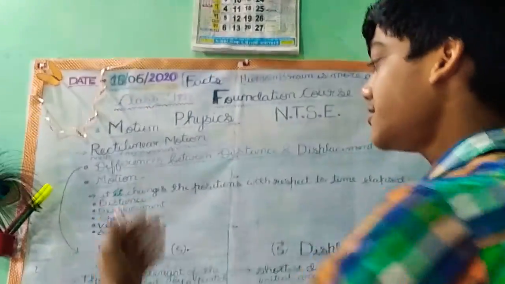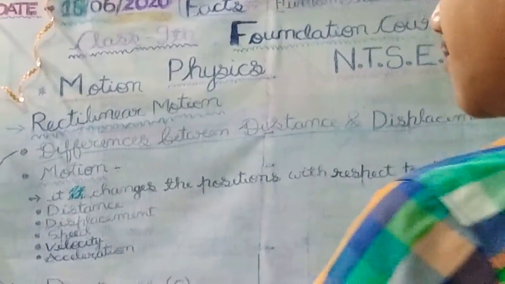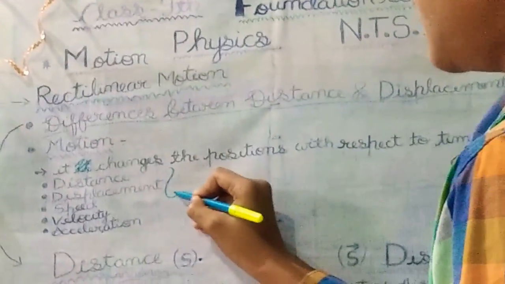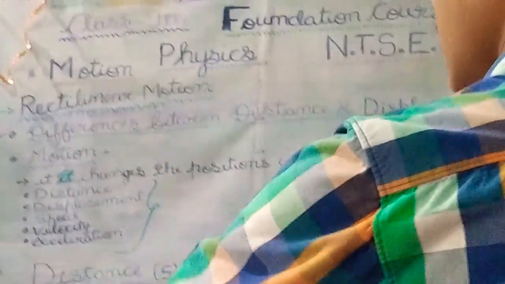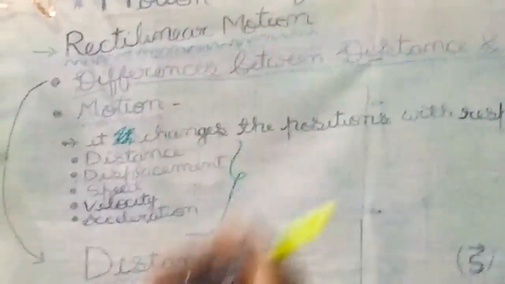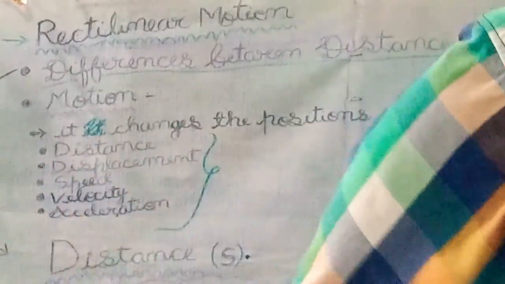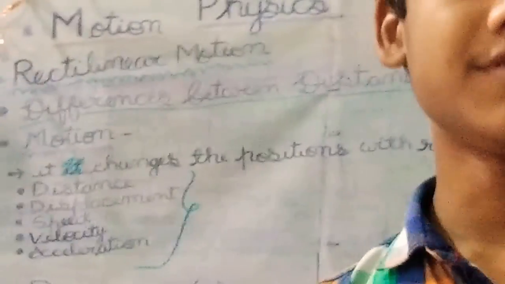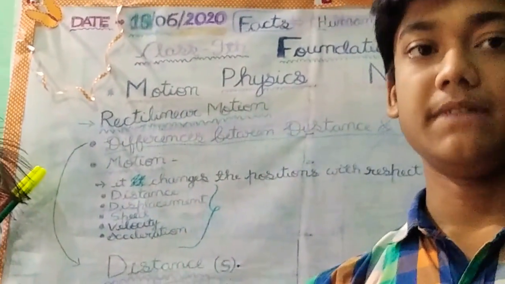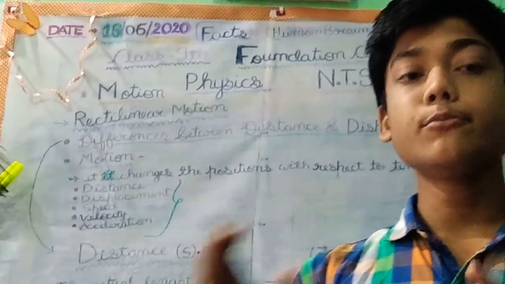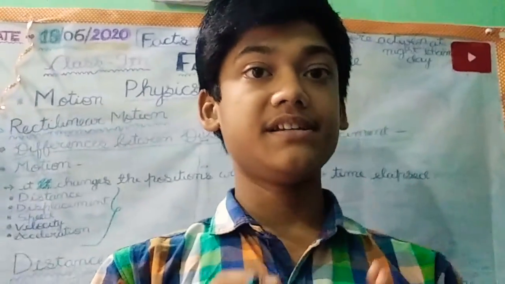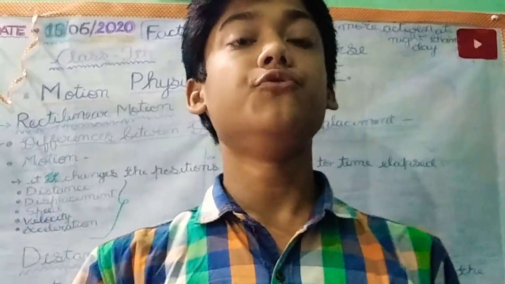So motion has some parameters, basically 5 parameters when we study it. First is distance, displacement, speed, velocity and acceleration. So firstly we talk about distance and displacement. Many students have confusion in the case of distance and displacement, because in rectilinear motion the displacement and distance are the same, so many have confusions.